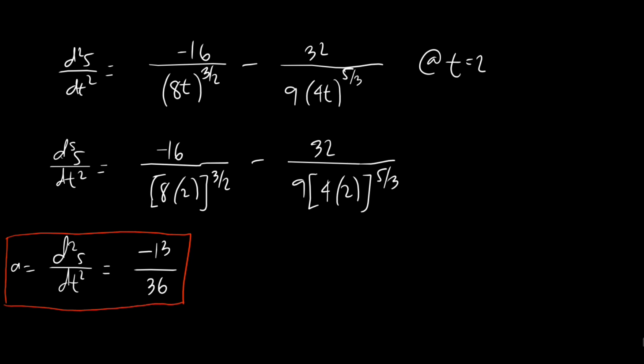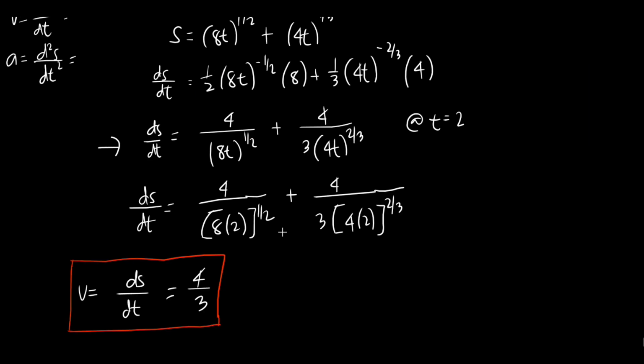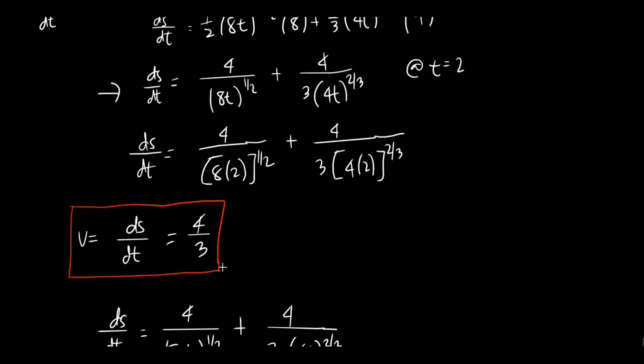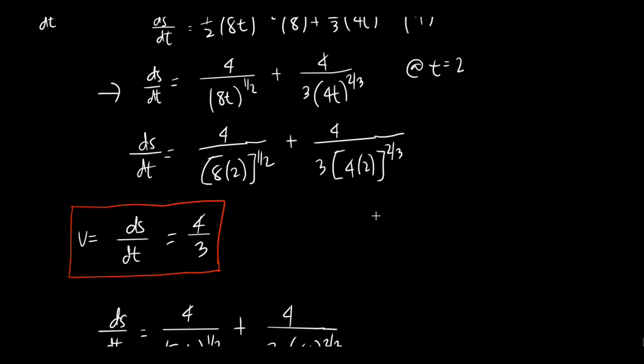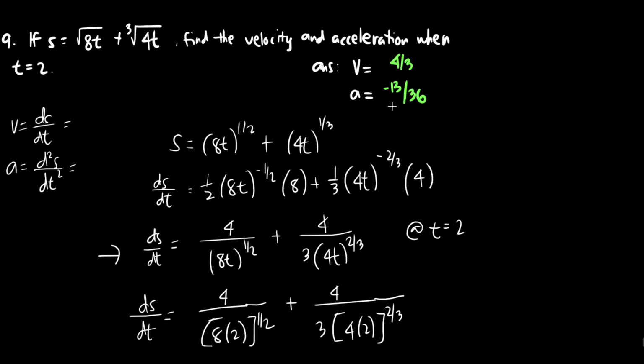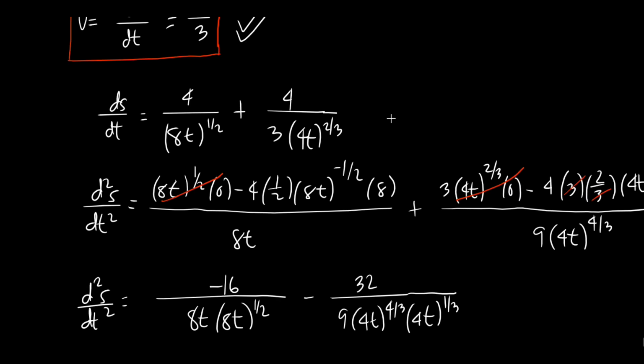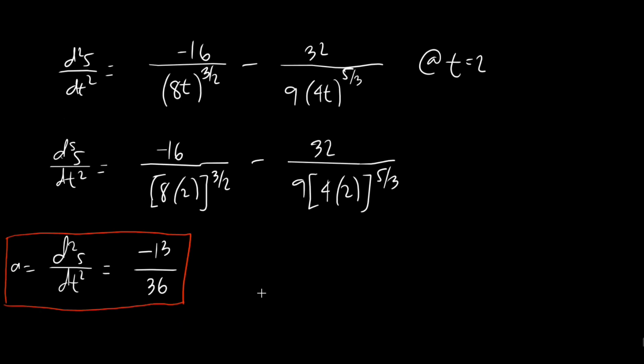So let's check if our answer is correct. For velocity, 4 all over 3. So our velocity here is 4 all over 3, so our answer here is correct. And for acceleration, negative 13 all over 36. So our answer here is negative 13 all over 36, so our answer here is correct. So let's proceed to another number.